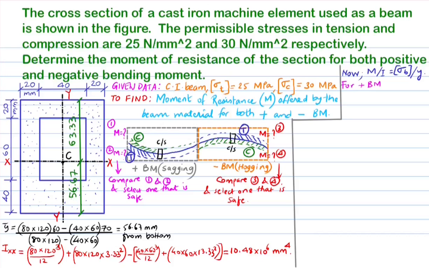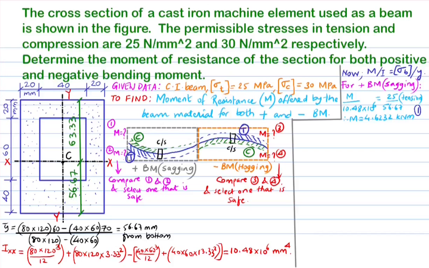Let's now consider positive bending moment applied on the beam causing sagging bending deformation. For the bottommost layer with maximum tensile stress induced, we have M over I equals sigma t over yt. That is M over 10.48 times 10 to the power of 6 equals 25 over 56.67. This gives the value of moment of resistance as 4.62 in kilonewton meter units, rounded off to two decimal places. Let's denote this value as 1 for reference.